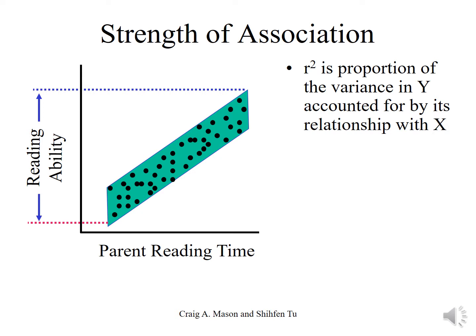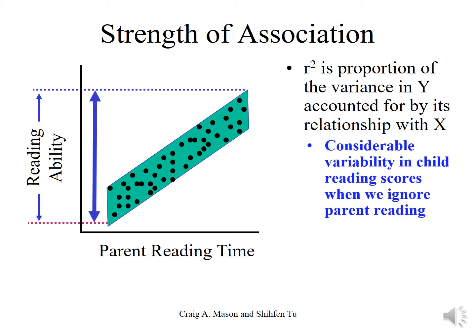Instead of guessing wildly across the entire range of reading ability scores, if you know how much the parent reads to the child, you have a much better sense of the child's own reading ability. For example, if the parent doesn't read very much to their child, his or her reading ability is probably somewhere in the lower range. On the other hand, if the parent reads a lot to their child, his or her reading ability is probably in the higher range. We're able to make a much more accurate and much more narrow guess because we know something about the correlation between parent reading time and child reading ability.